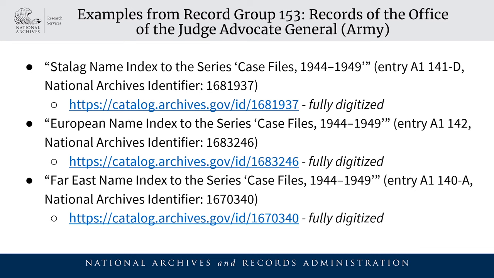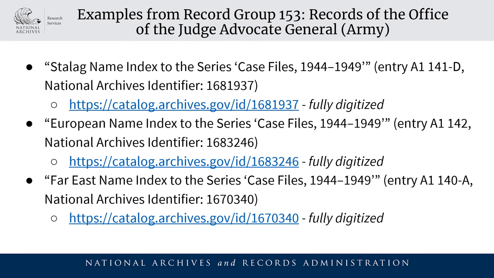In addition to Record Group 389, you may wish to use Record Group 153, the records of the Office of the Judge Advocate General, Army, to research POWs and POW camps. This record group includes multiple indexes that have been digitized and are available online in the National Archives catalog.